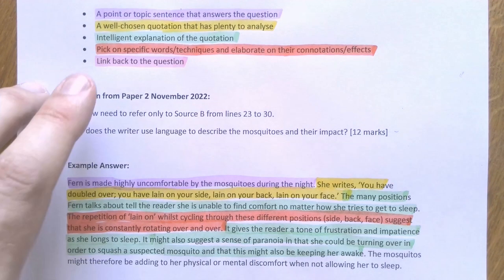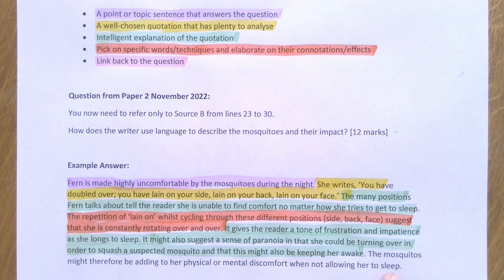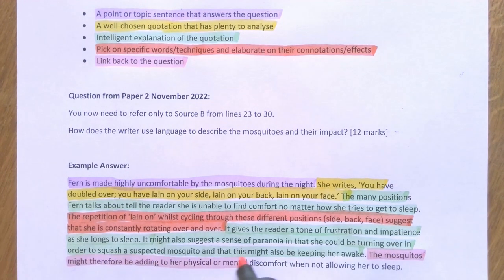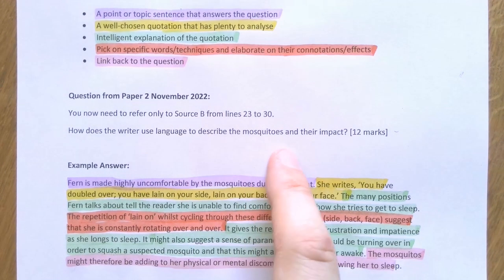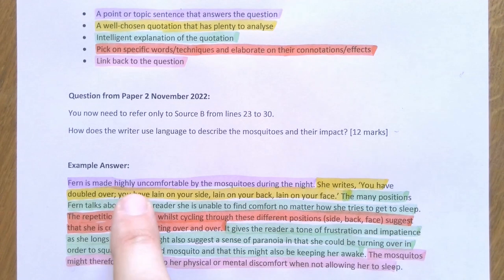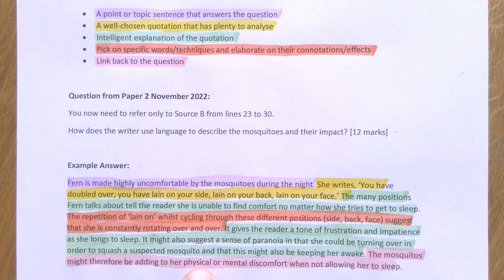Finally then, you can probably expect me to link back to the question, so hopefully I do. It says, the mosquitoes might therefore be adding to her physical or mental discomfort when not allowing her to sleep. So clearly, linking back to the question, and clearly, I'm going to colour it in pink. Answering the question though, because the question is language to describe the mosquitoes and their impact. Well, their impact is that they're highly uncomfortable, and then mental discomfort, physical discomfort, links back to my point and links back to the question really quite nicely in this paragraph. It's a really well-rounded paragraph, and ideally you'd be writing in a similar style to that.